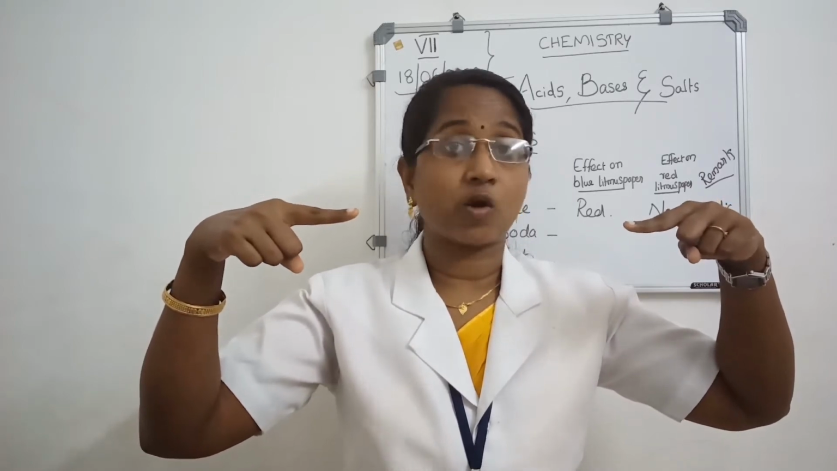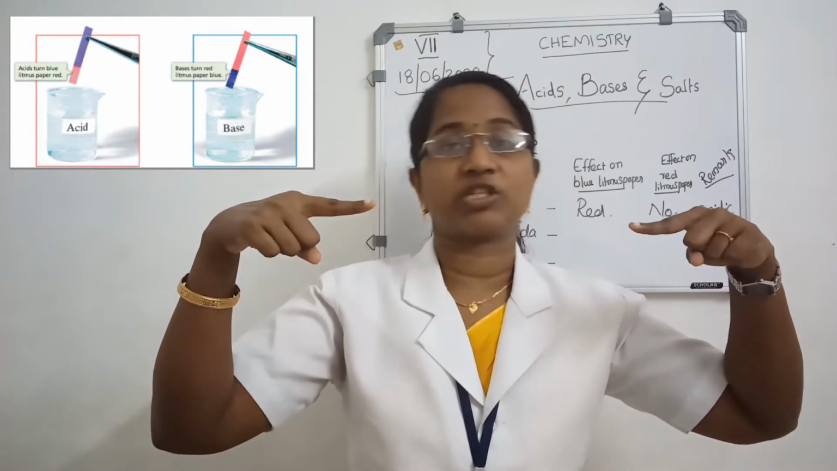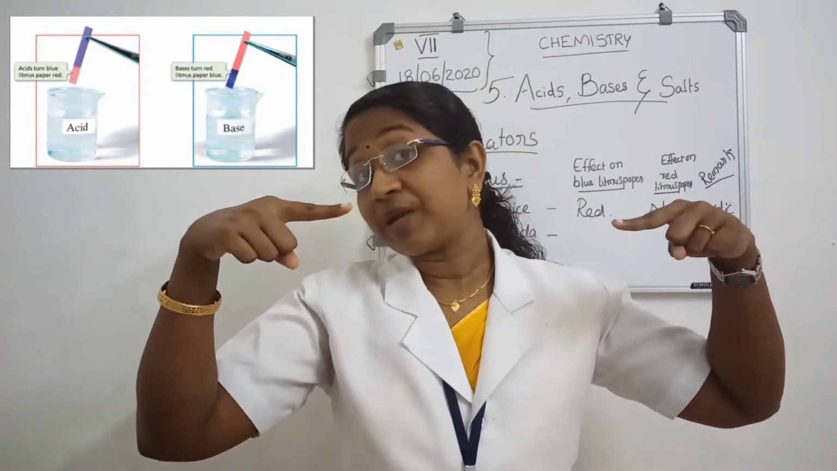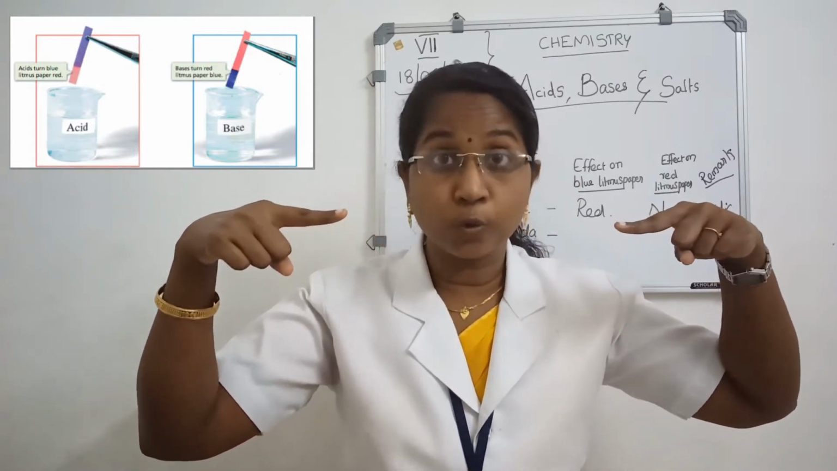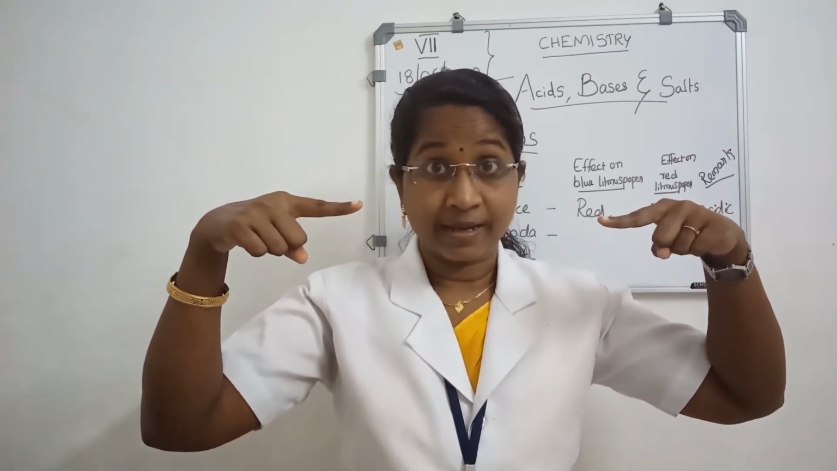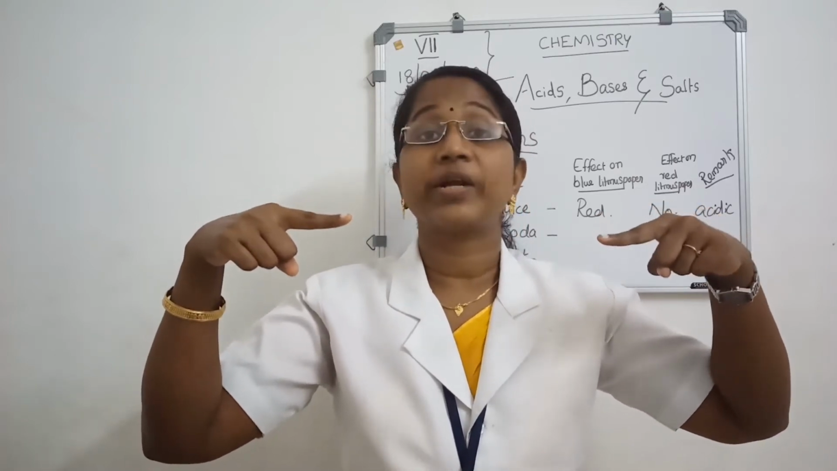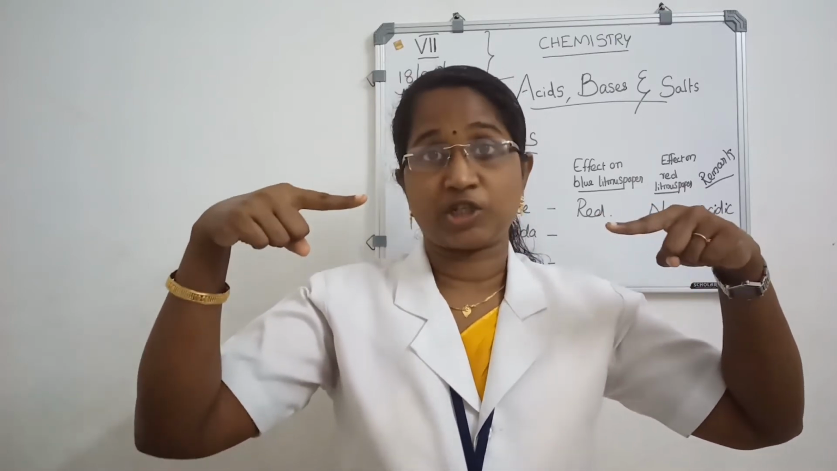On baking soda, the blue litmus paper has no change, but the red litmus paper changed to blue. That means it is a basic solution. Baking soda is a basic solution.